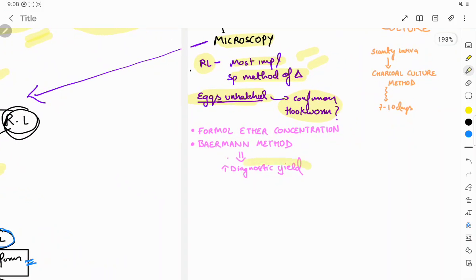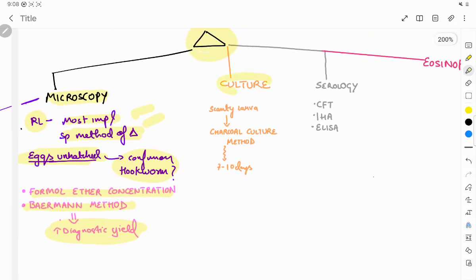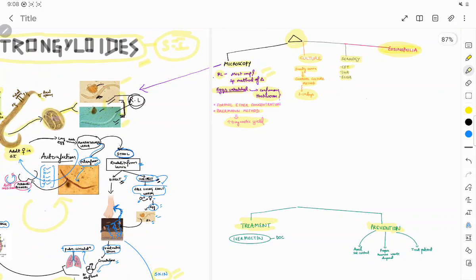Now two methods which can increase the diagnostic yield by increasing the sensitivity are formol ether concentration and the Baermann method. These may be MCQs in your exam. The next thing is, how do we culture it? If we have scanty larva, we culture it by the charcoal culture method, and we get a high yield after 7 to 10 days. Serology, as we know, the common tests we do are CFT, complement fixation test, indirect hemagglutination assay, and ELISA. Eosinophilia, as we know, is a feature of every parasitic infection. So this is how we diagnose Strongyloides.